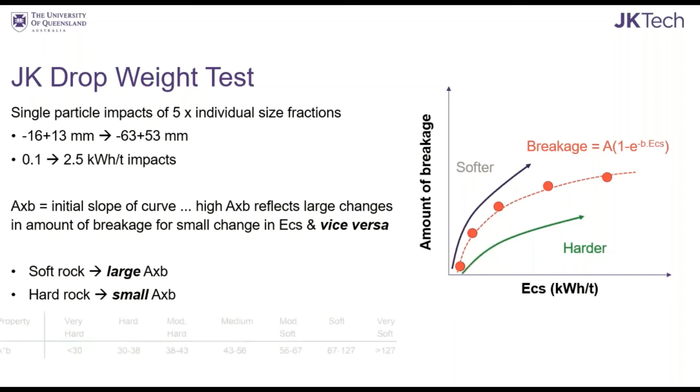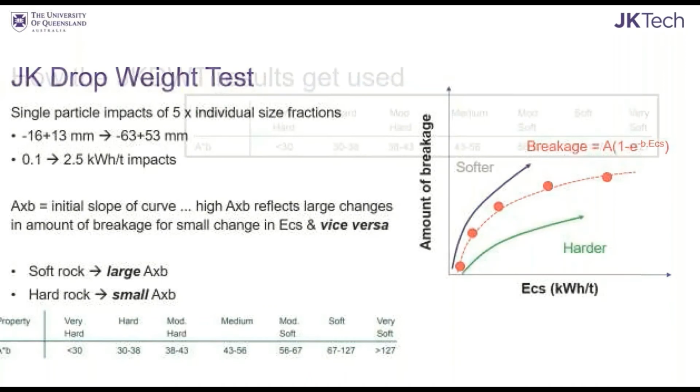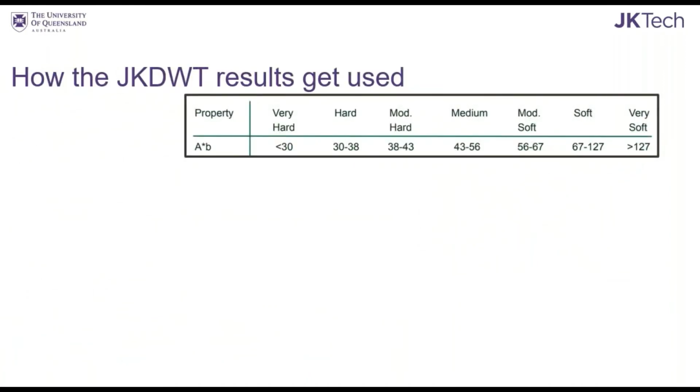From here, the results can be benchmarked, from very hard to very soft, according to the large database that we've got. And again, you can just leave it there as a qualitative sort of measure. Otherwise, how else do the results get used besides benchmarking? So obviously, the main use is within JK SimMet.